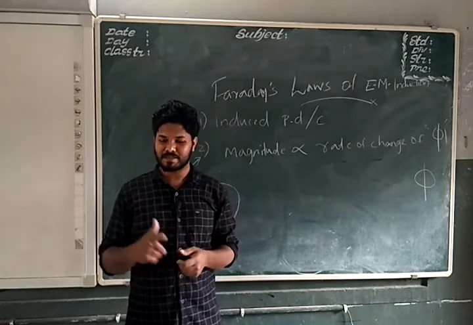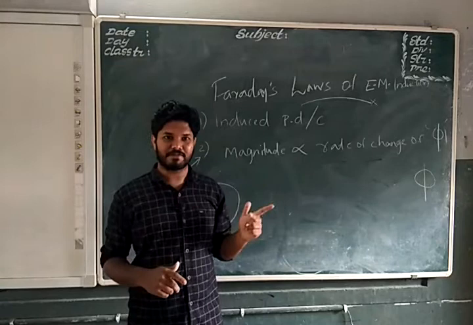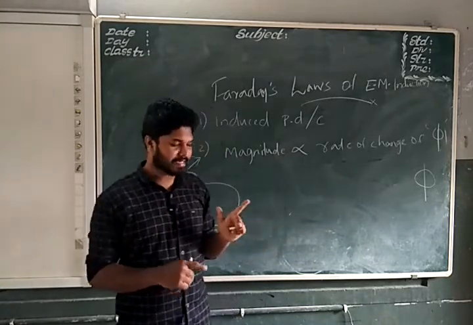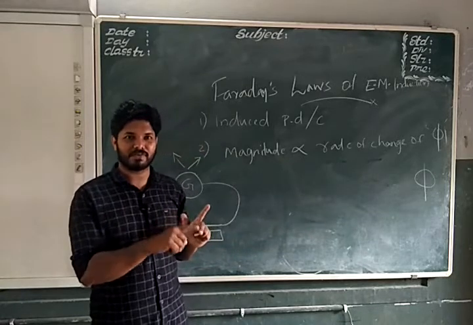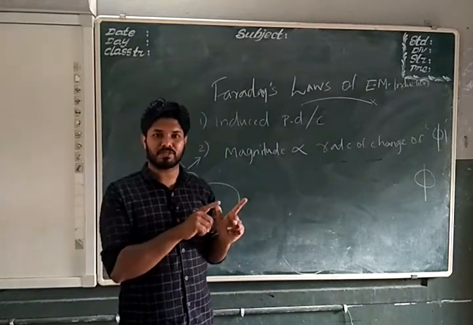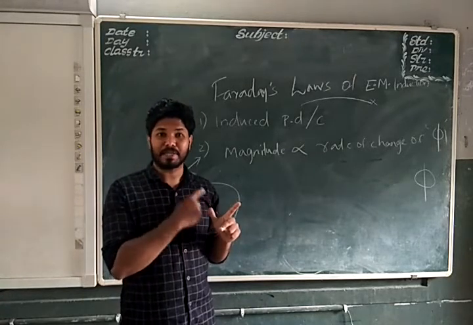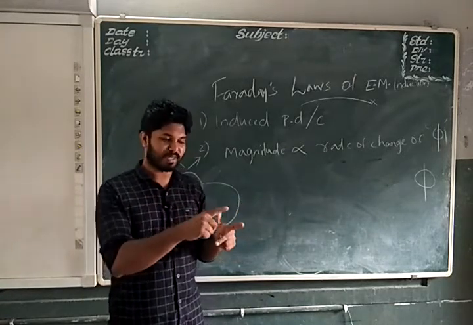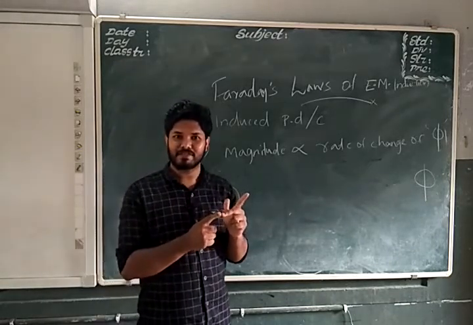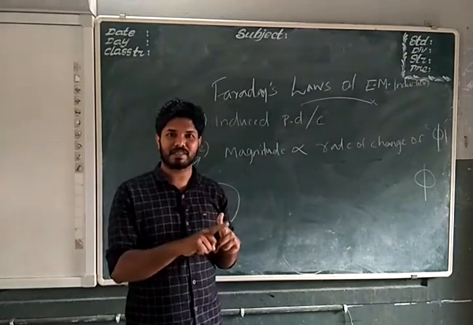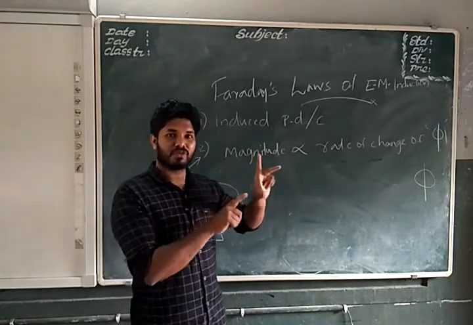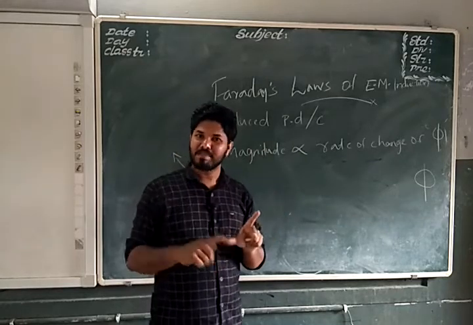It's very easy. Do you remember Fleming's left hand rule? What was that? You stretch your left hand such that the three fingers, forefinger, middle finger and thumb, are perpendicular to each other. Then the middle finger gives the direction of current, the forefinger gives the direction of magnetic field, and the thumb gives the direction of motion or force, isn't it?